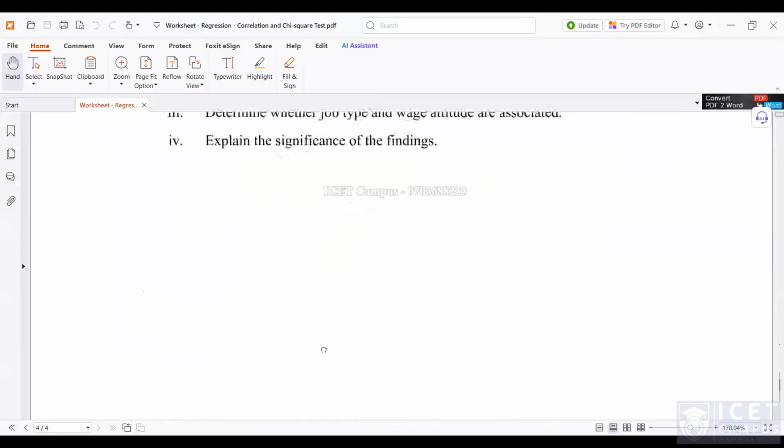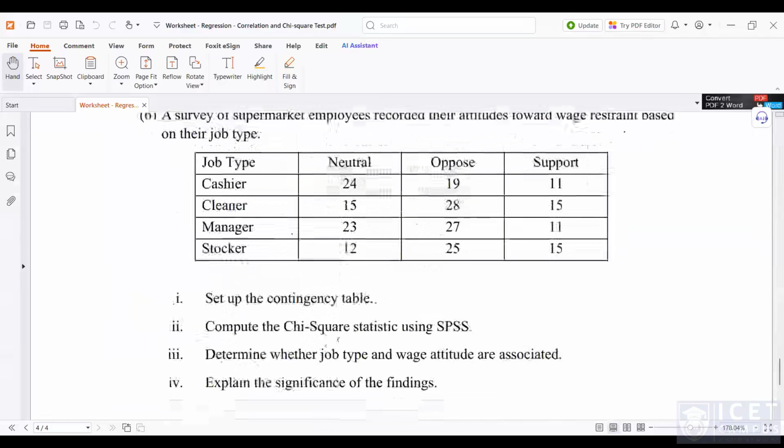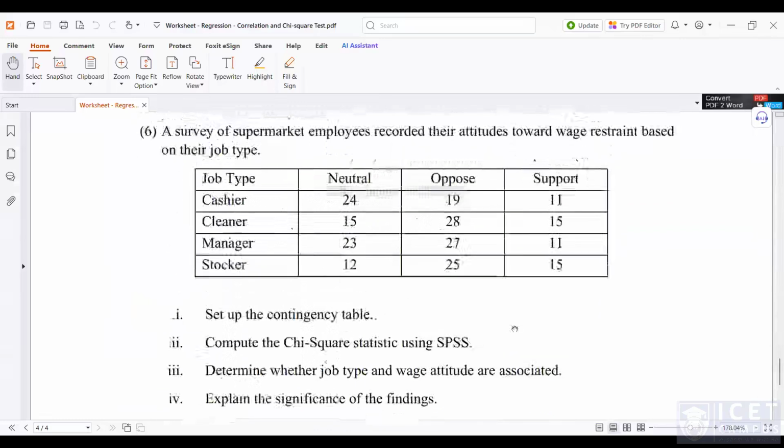Then the last question, again a chi-square test. A survey of supermarket employees recorded their attitudes towards the wage, based on job type: neutral, oppose, support. Job type is cashier, cleaner, manager, and stocker. Compute the chi-square statistic using SPSS. Determine whether job type and wage attitudes are associated. So then explain the significance of the findings.